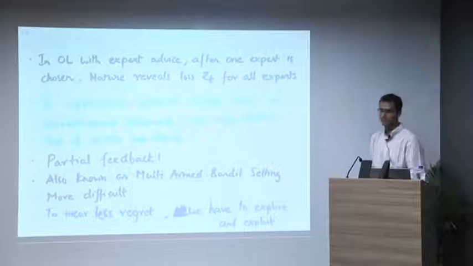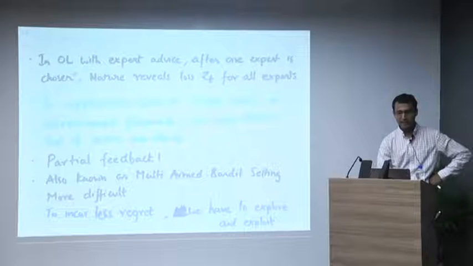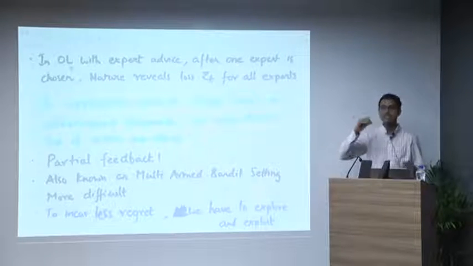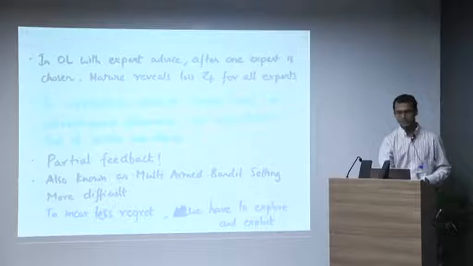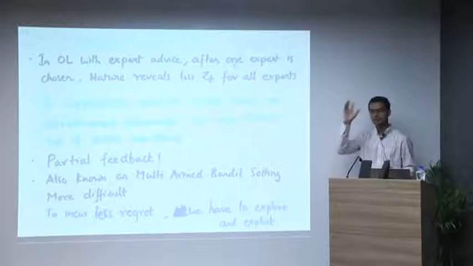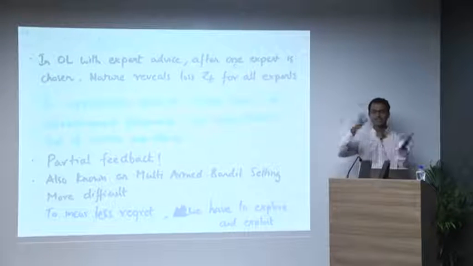So basically, in online learning, let's think of expert advice, which means that let's still think of a finite number of experts. Remember the first problem that we had. We had, let's say, D experts, and we were picking an expert.